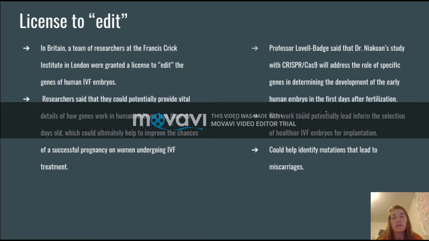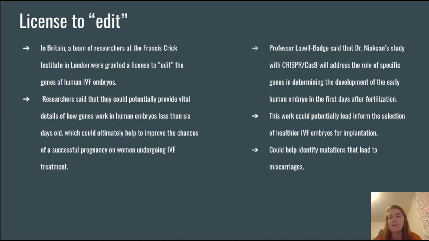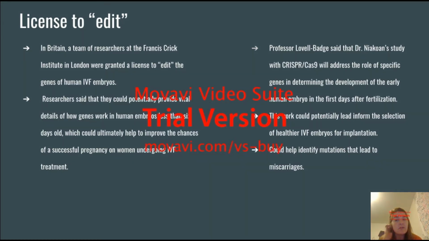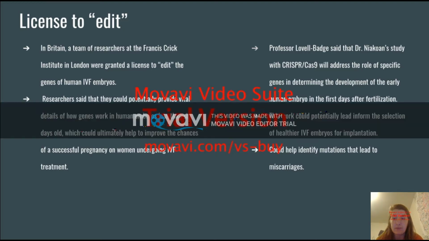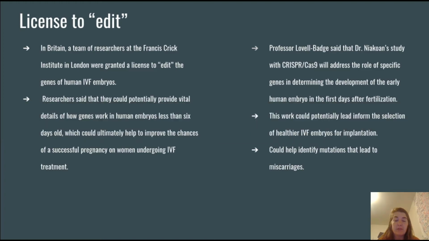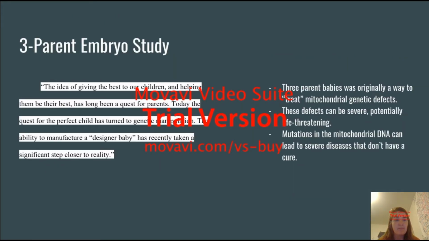Professor Lavelle Batch from the Francis Crick Institute said that a doctor studying with CRISPR-Cas9 will address the role of the specific genes in determining the development of the early human embryo in the first days after fertilization. This work could potentially inform the selection of healthier IVF embryos for implantation, and it could also help identify mutations that could lead to miscarriages.